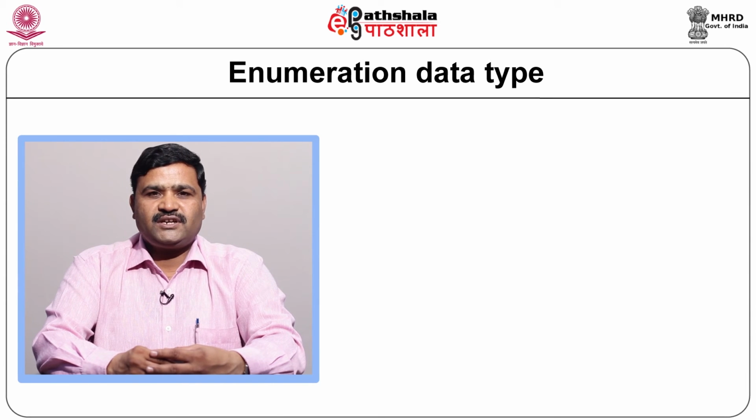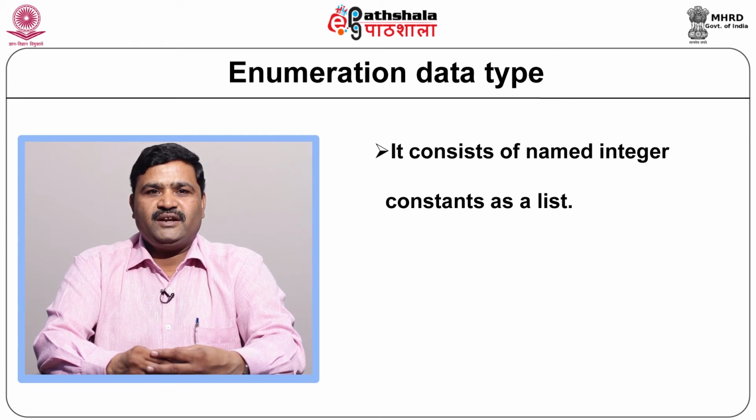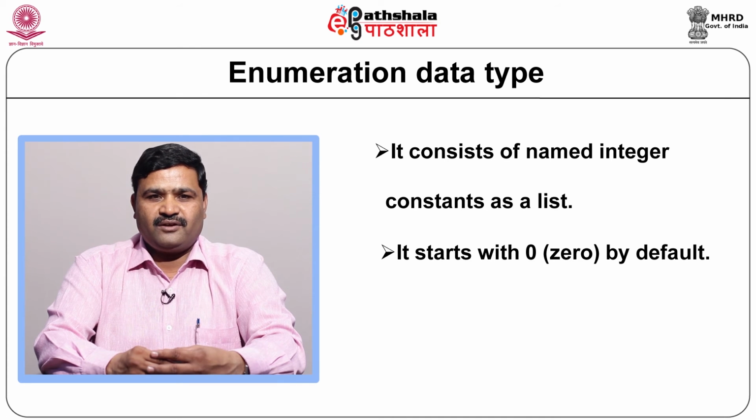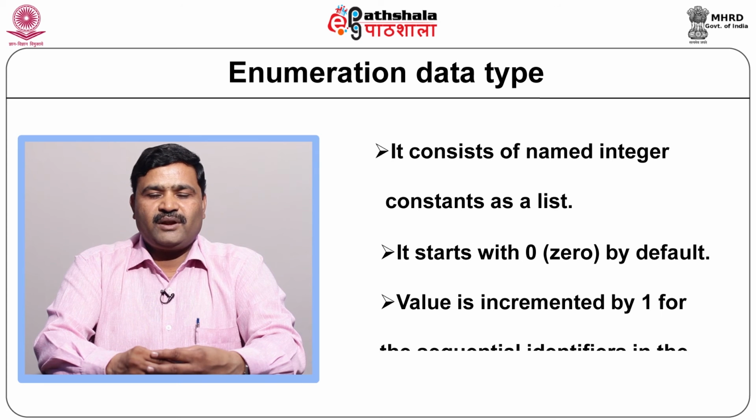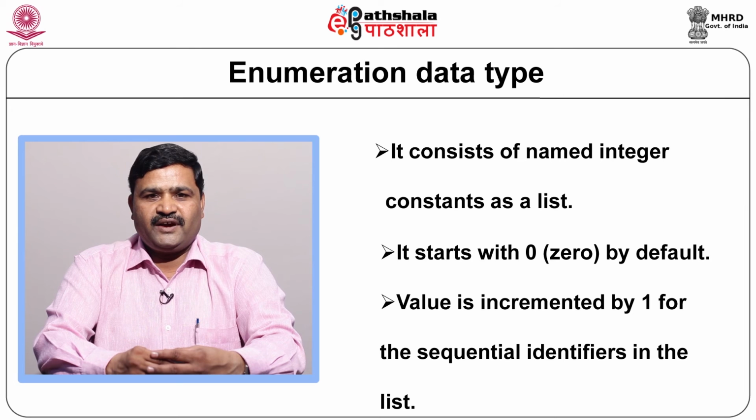So far we have seen different data types like integer, float, character. Now let us see what the enumeration data type used in C language is. Enumeration data type consists of named integer constants as a list, members or enumerators of the type. The list will begin with 0 by default. The value in the enumerator data is incremented by 1 for sequential identifiers in the list.